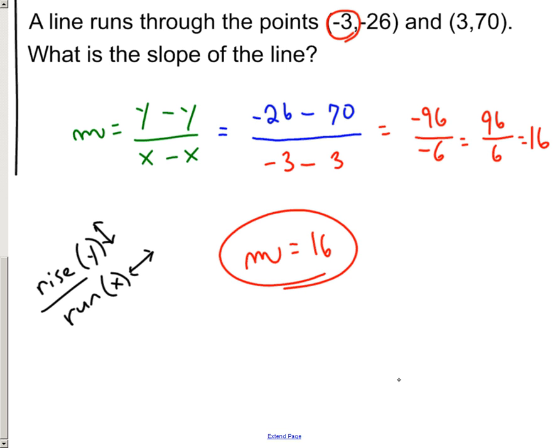That means you would go up 16, right? And then we would go to the right 1, because we know how to make it into a fraction if need be. We would just put a 1 under it. So that's the slope movement of this line. It's very, very steep. And that's all it does. That's all that you have to do to find it.